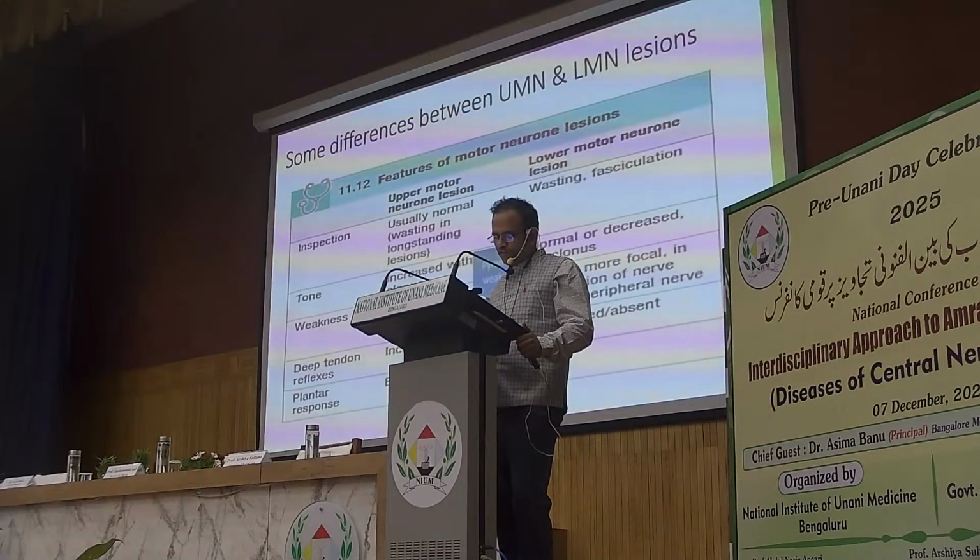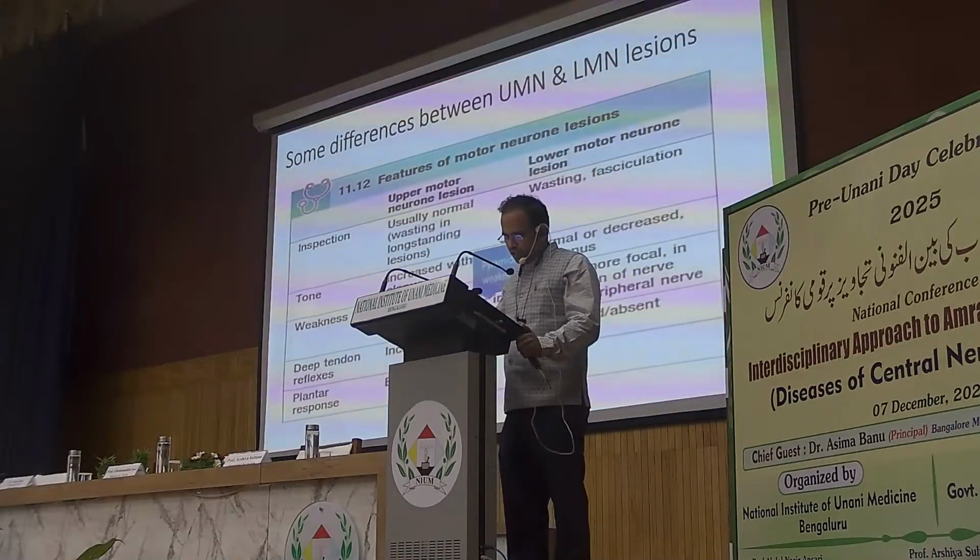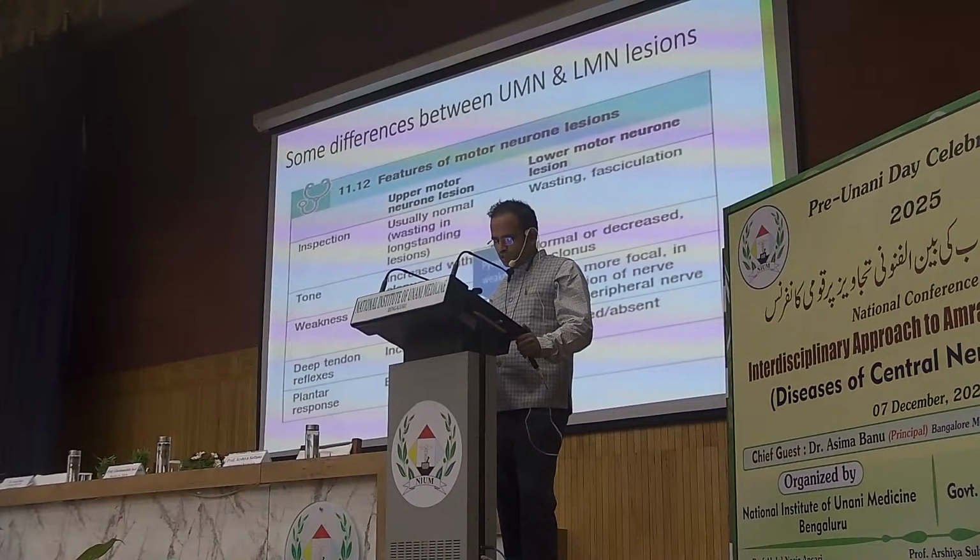In UMN lesions, groups of muscles will be affected, whereas in LMN lesions individual muscles will be affected, and the weakness will be distributed along the nerve. Coming to deep tendon reflexes, they are usually brisk in UMN lesions and low or absent in LMN lesions. Of course, the classical sign is the plantar response. If it is extensor, the thumb is upgoing. It fixes the lesion at the spinal cord or above; it has to be UMN, there is no other possibility. If it is lower motor neuron, it will usually be flexor.